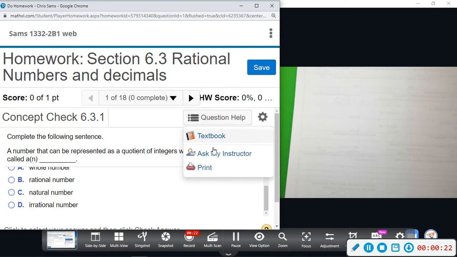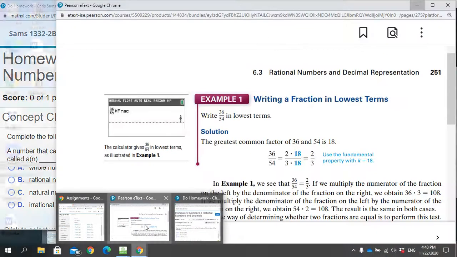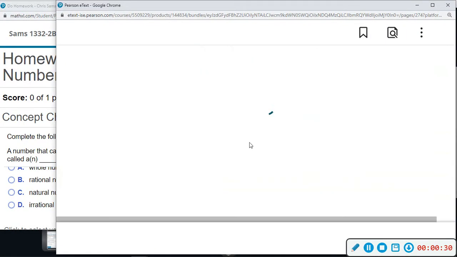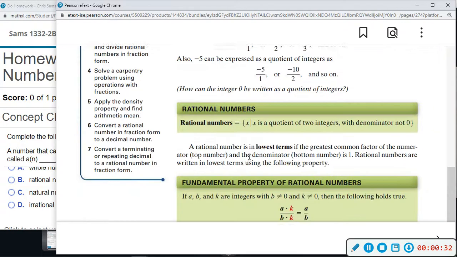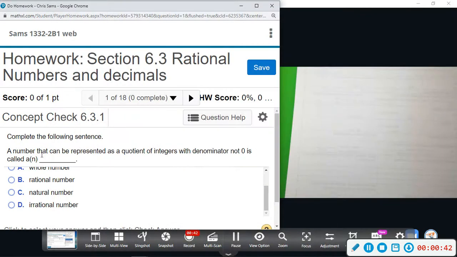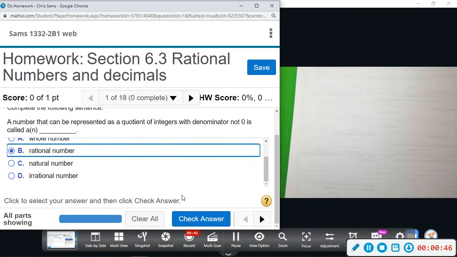However, this first question has textbook help, so I do want to go ahead and show you that this is basically the actual definition. I think I'm one page too far in. Alright, yes, so 6.3. A rational number here is a quotient of two integers with denominator not zero. So that first question is literally the definition of what it means to be a rational number. Okay, so basically a fraction is what they're hinting at.